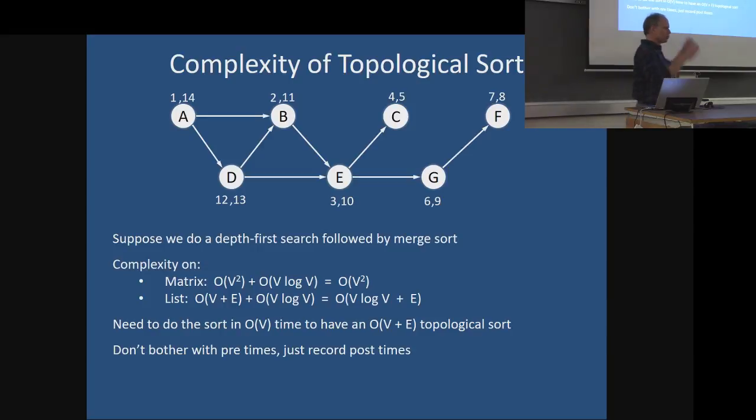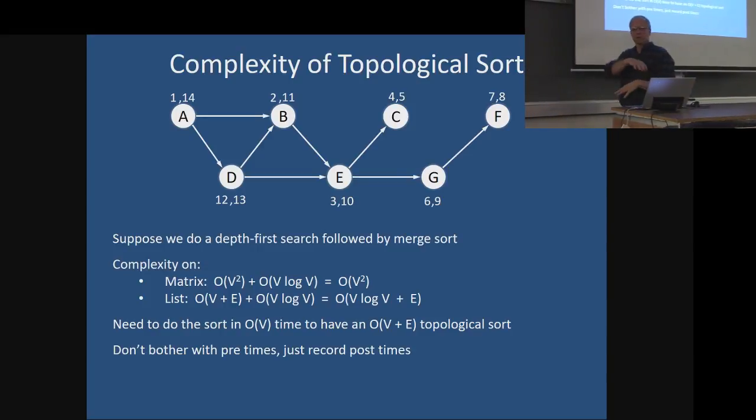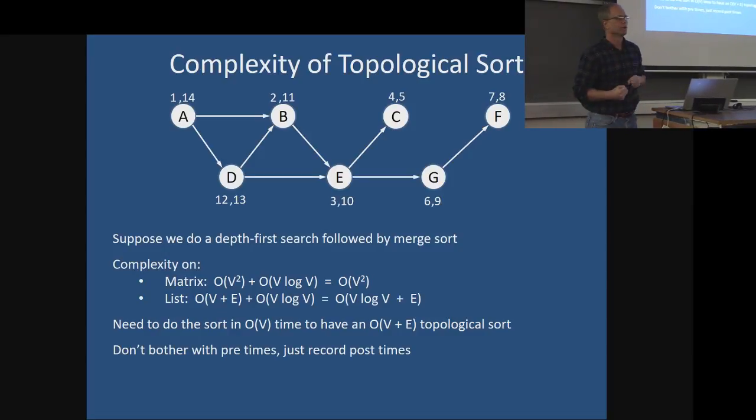Rather than sort them after we're done, what could you do as soon as you discover a post time? You're going to have some vertex that gets a post time of 1. What do you do with it? Put it in an array? Yeah, you put it at the end of an array that's going to be holding the sorted vertices, of size V. When you find out which vertex would have a post time of 1?